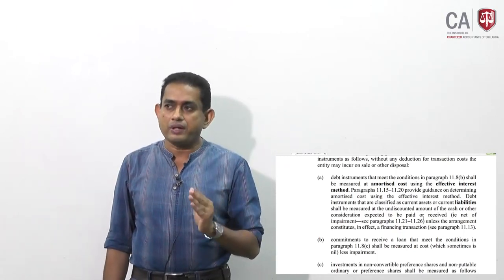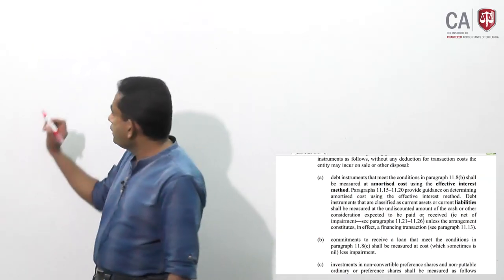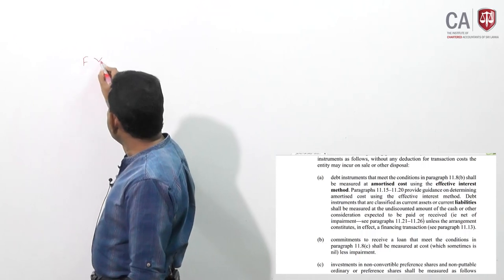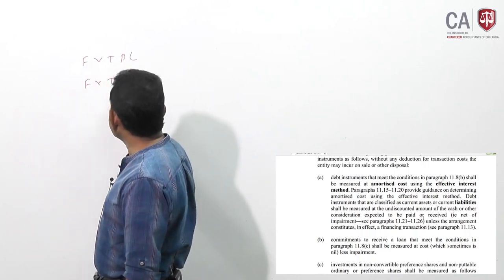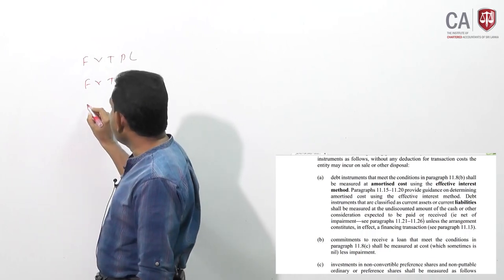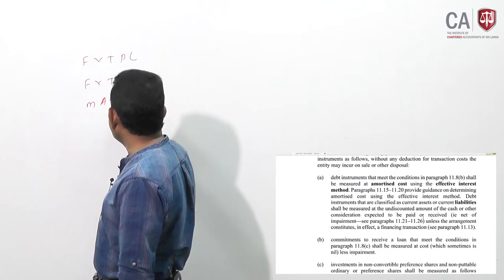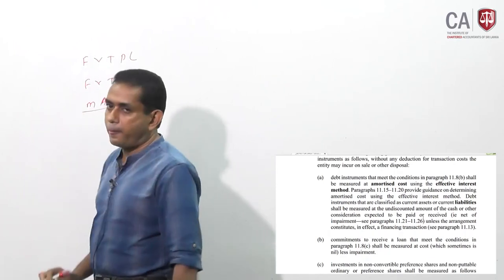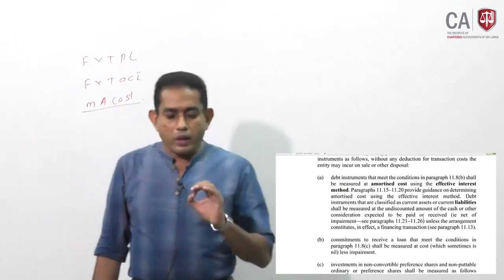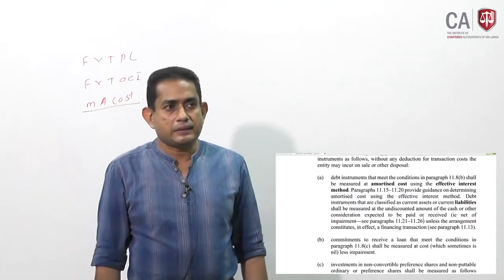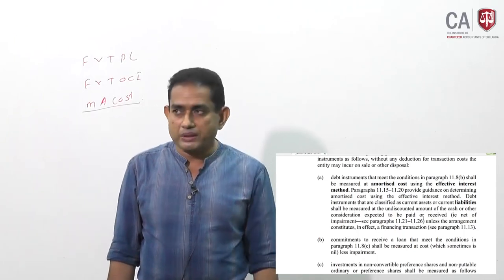So, under SLFRS 9, we have three categories of financial assets: fair value through profit and loss, fair value through OCI, and financial assets measured at amortized cost, right. Now, what and what financial assets are categorized under each of these three, that is in accordance with SLFRS 9.